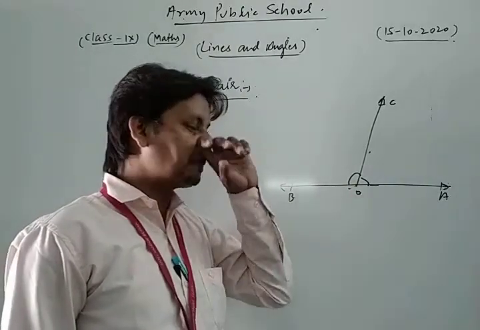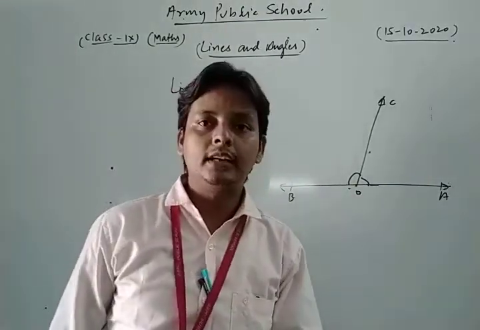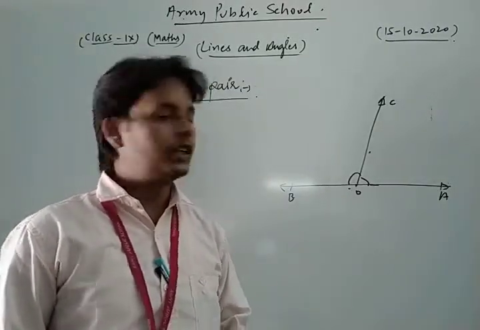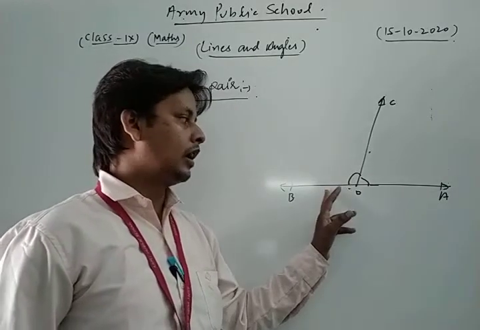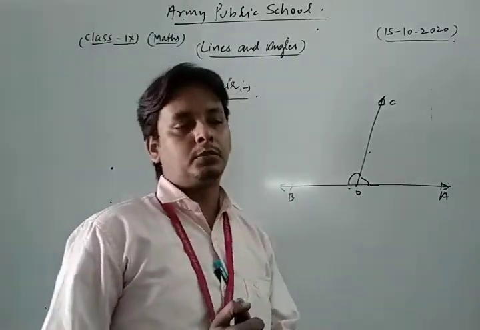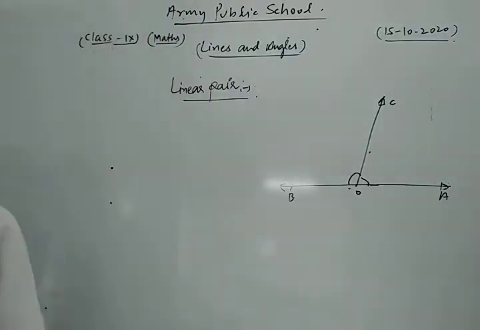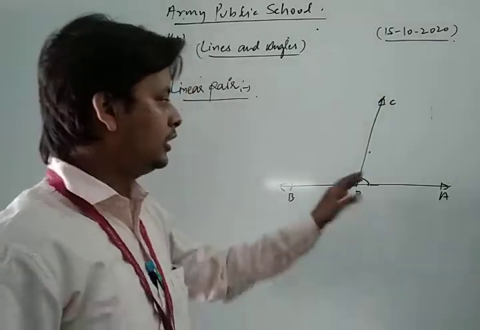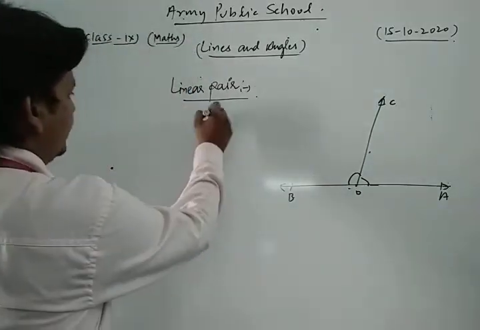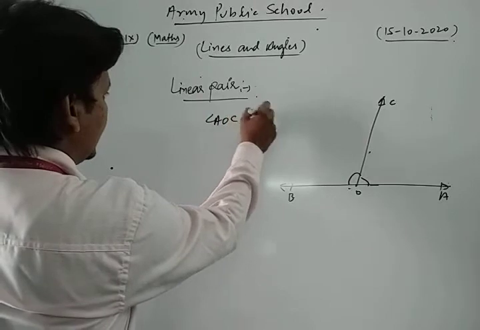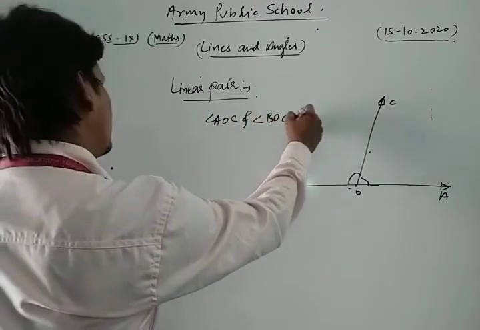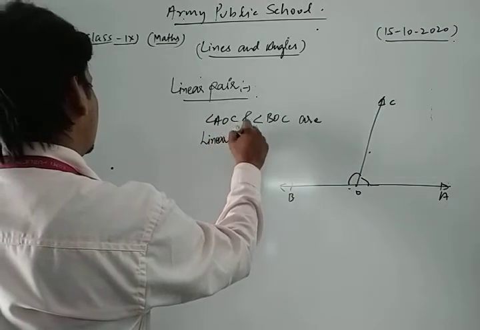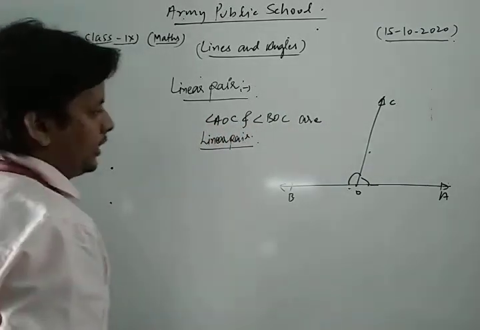Are found the linear pairs because of what is the condition of that? Their student in linear pair, their non-common arms are in opposite direction. So here, dear friends, angle AOC and angle BOC are linear pair.